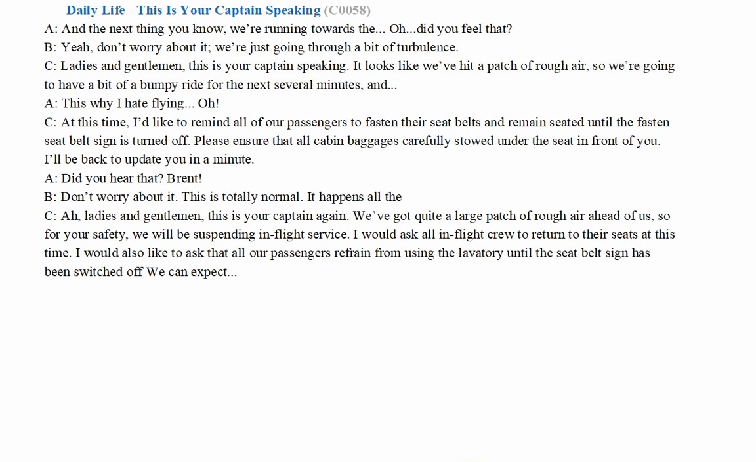Now, one of the reasons they had to remain seated was because they were going to go through a patch of rough air. Patch of rough air. So patch. Now, interesting.